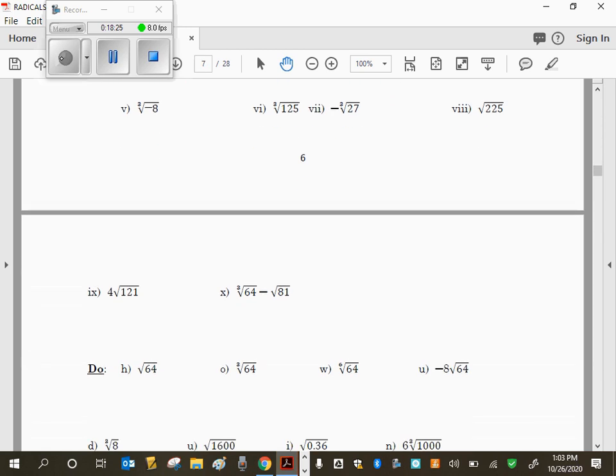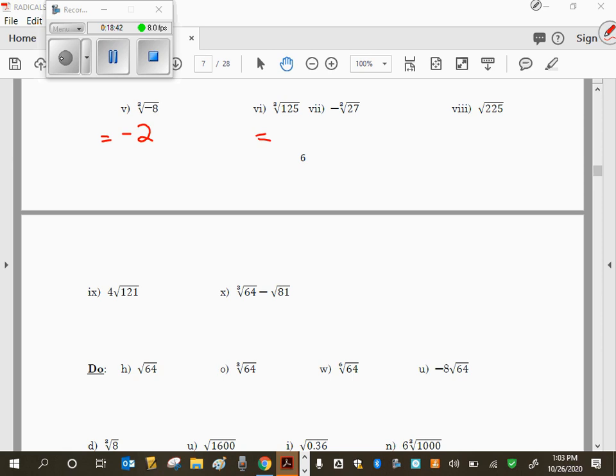Let's go to the cubic root of negative 8. The cubic root of negative 8 is equal to negative 2. If you have a cubic root of a negative, the answer is negative. Negative 2 times negative 2 times negative 2 equals negative 8.